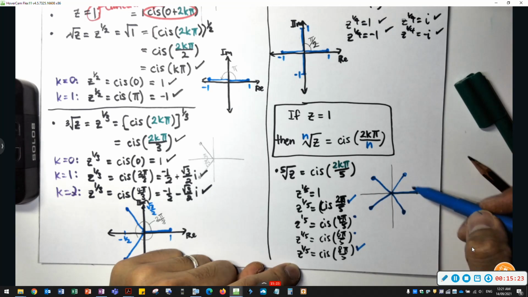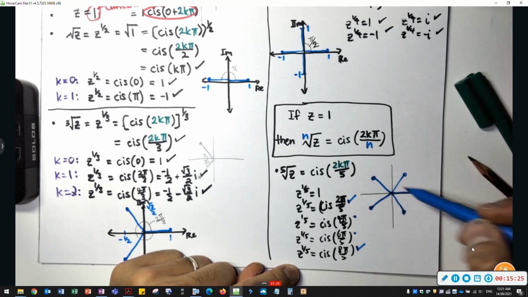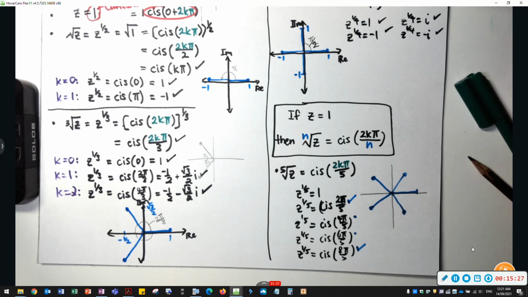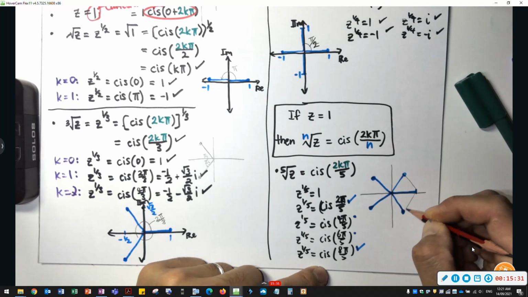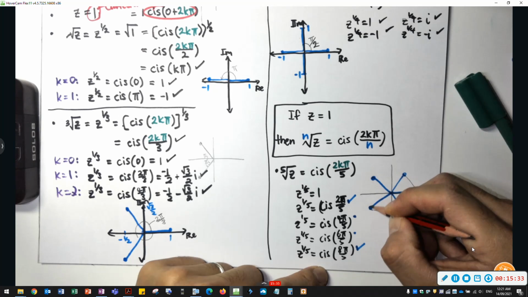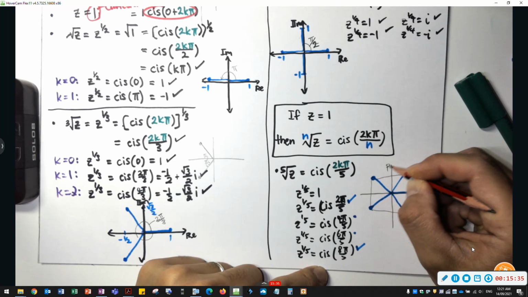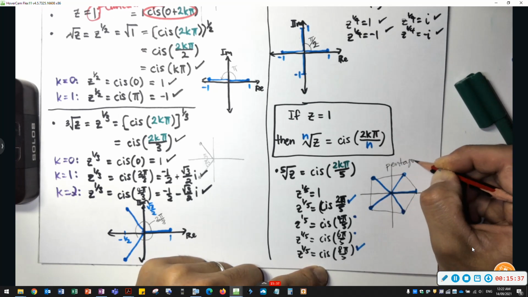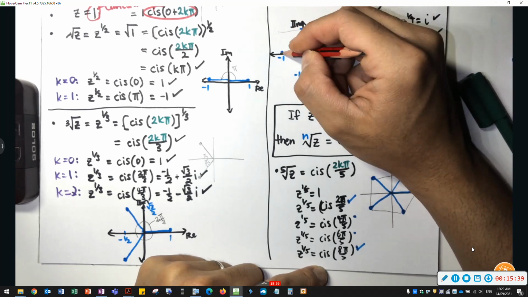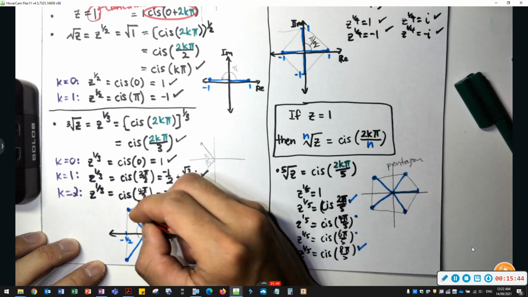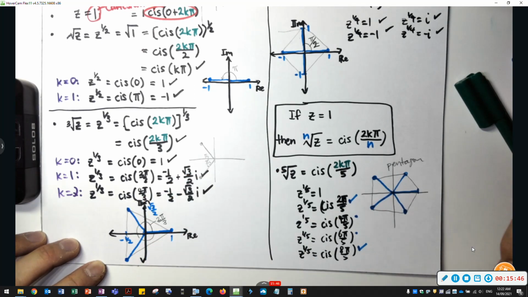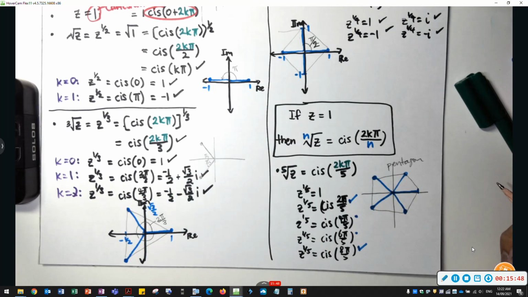If I draw it properly, this should be equally spread out. And if you join all the points together, you'll get a regular polygon. So you'll get a pentagon in this one. You get this one, you get a square. This one you get an equilateral triangle, and this one you don't get any shape. You don't get a two-sided figure.